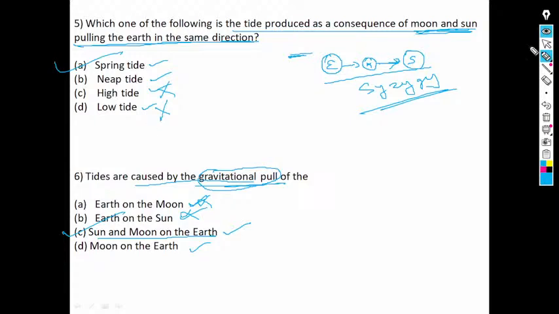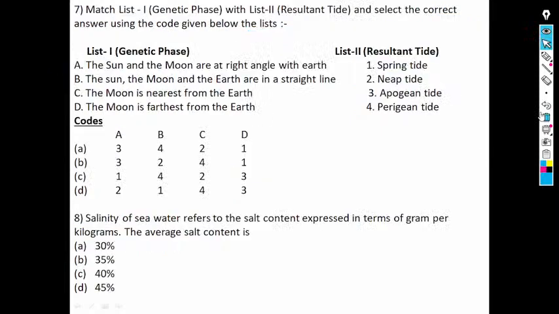Next we will see match the following: lunar phase and resultant tide. Which two things match? What is the correct answer?